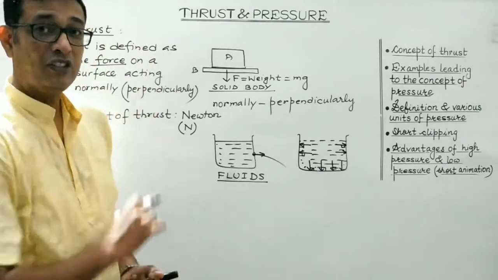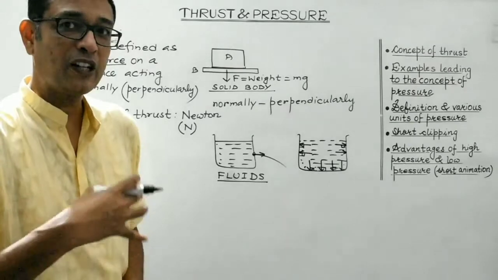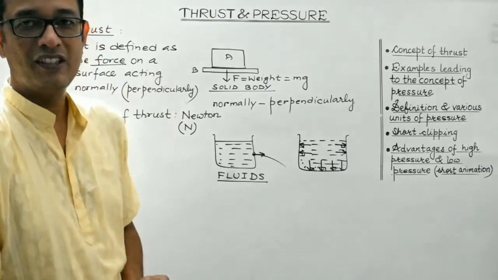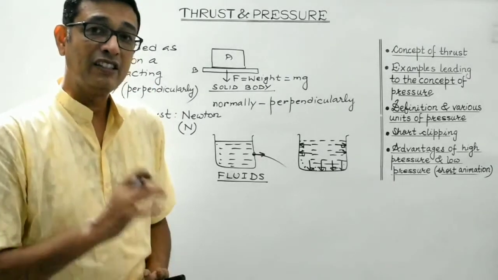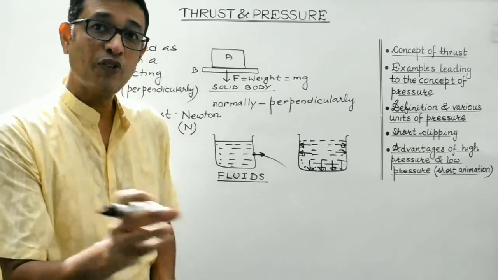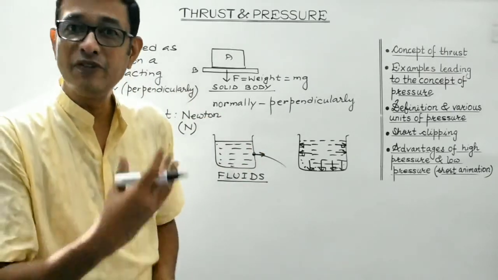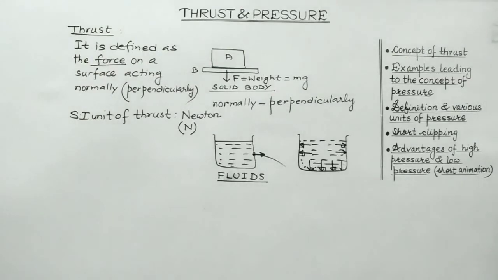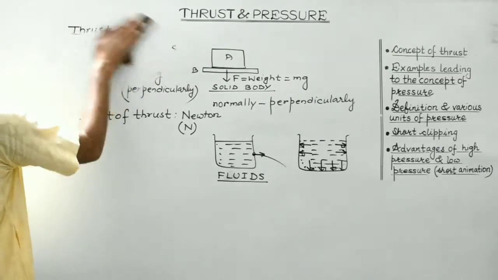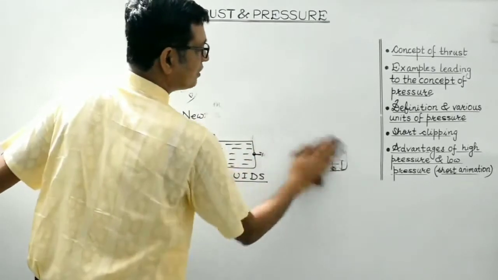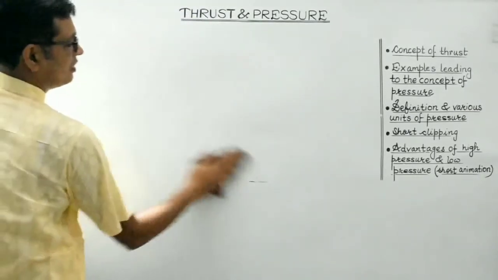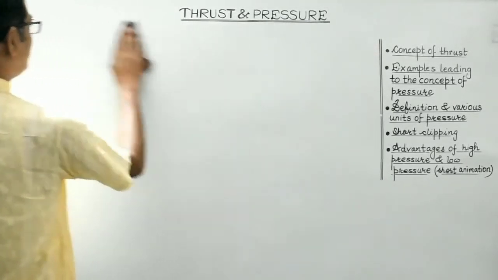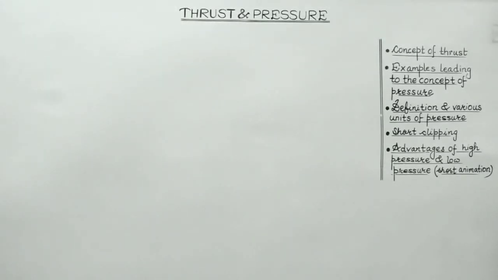Now students, the impact of this force or the effect of this force is different on different surfaces. What I mean to say is that the effect of a force of equal magnitude is found to be different on different areas. Let us try to understand this statement. Let me elaborate with the help of various examples, right?